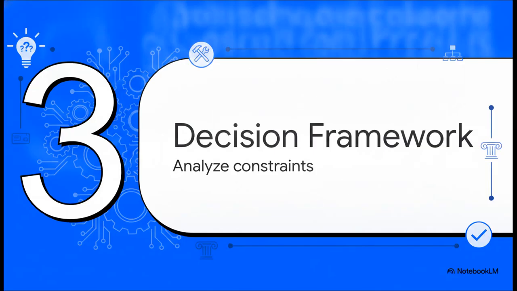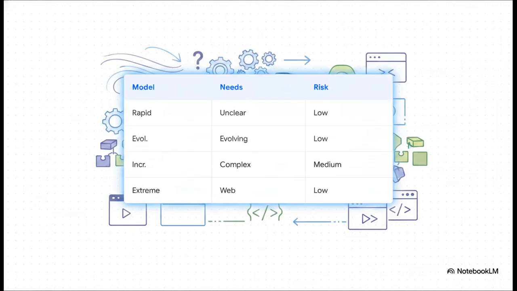All right, Section 3, the architect's decision framework. Let's analyze those constraints. Okay, seriously, grab a screenshot or take some notes right now, because this is the core cheat sheet you absolutely need to memorize to eliminate wrong answers on your test. Let's break these 4 models down across different project constraints.